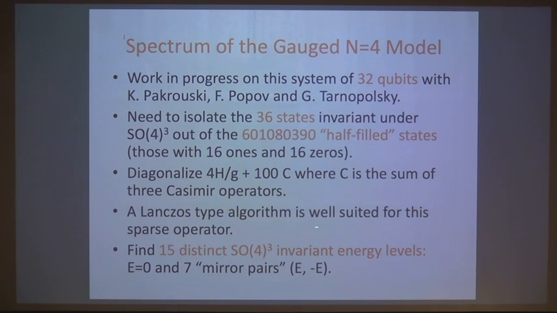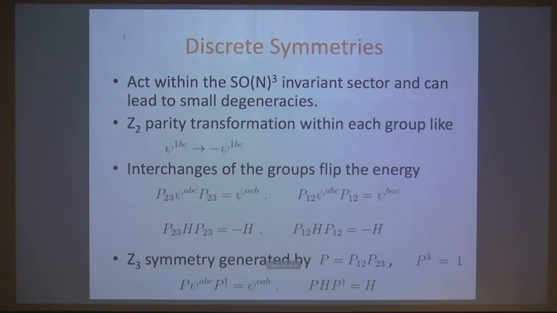And the Lanczos type algorithm, where you repeatedly act on vectors. Clearly you cannot store a 601 million by 601 million matrix, but you can store the vectors, act on them repeatedly with the Hamiltonian, and there is a Lanczos type algorithm that gives you both the eigenvalues and eigenvectors. And Kirill, who is an expert on this, implemented this and found 15 distinct SO4 cubed invariant energy levels, E equals zero and 7 mirror pairs, E and minus E. So you will notice that I advertised that there are 36 singlets, and here you see 15. So obviously 15 is not 36.